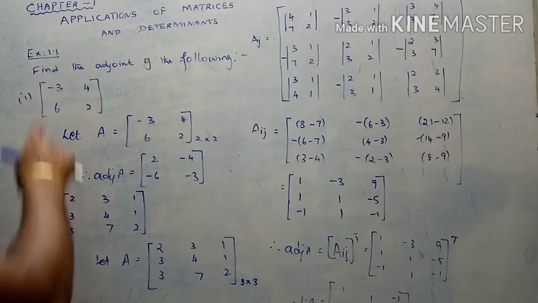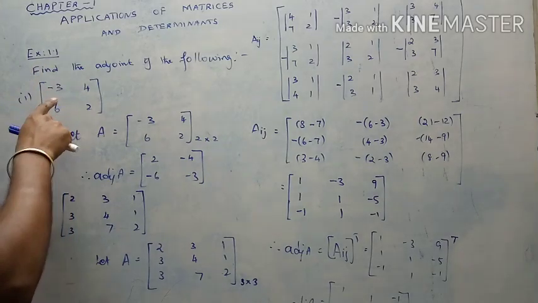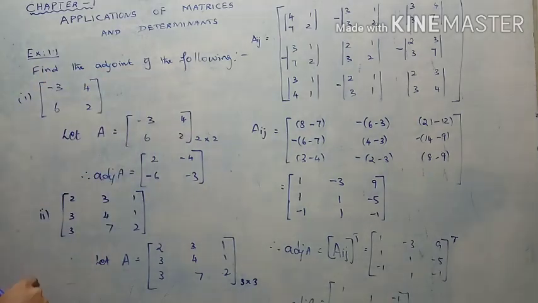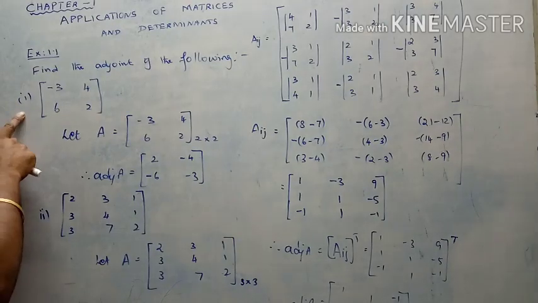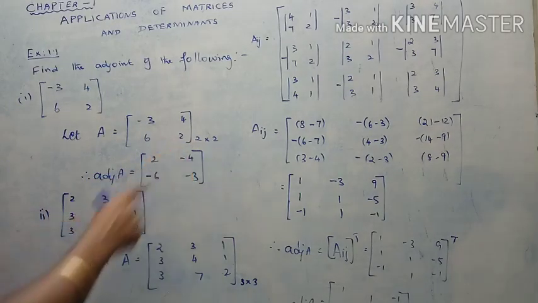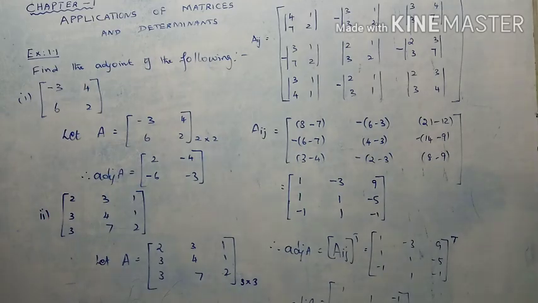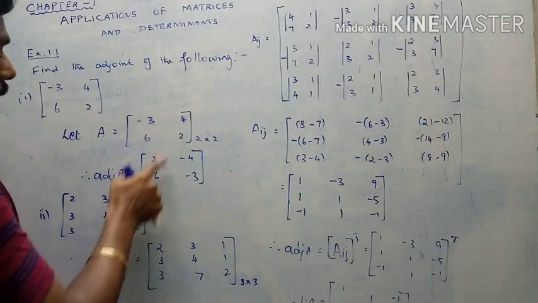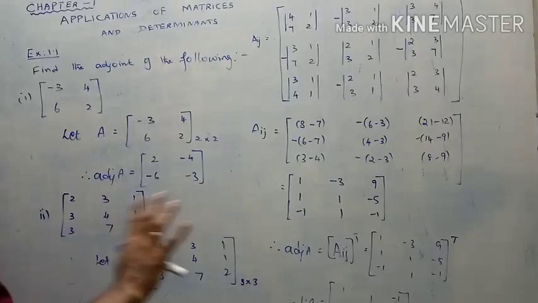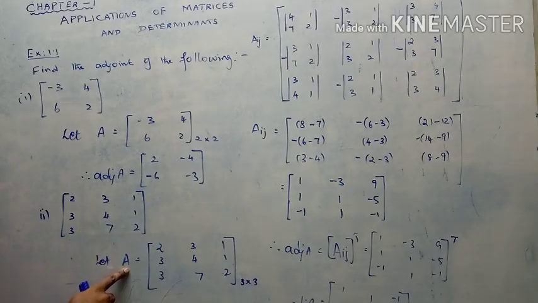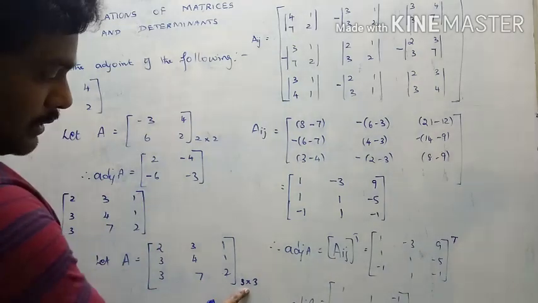I'll repeat. Exercise 1.1, first Roman letter: find the adjoint of the following matrices. We have three problems. Very first one, I have a matrix whose order is 2 by 2. How to find adjoint A for a 2 by 2 matrix? Interchange the leading diagonal, and change the sign in the subdiagonal. That's all. For a 3 by 3 matrix, let us take the matrix as A, whose order is 3 by 3.